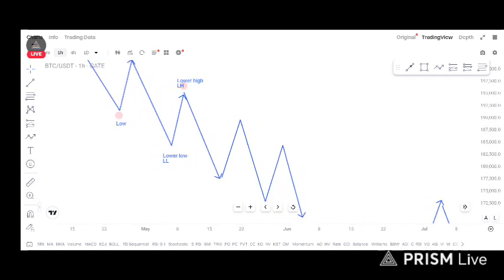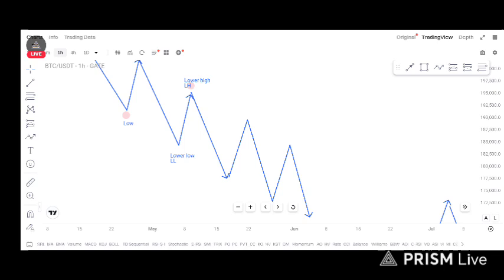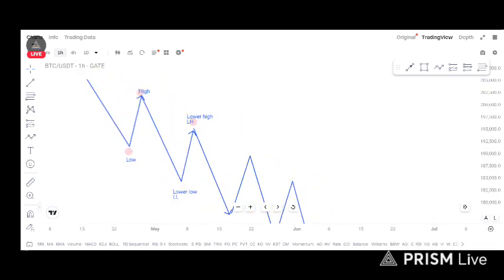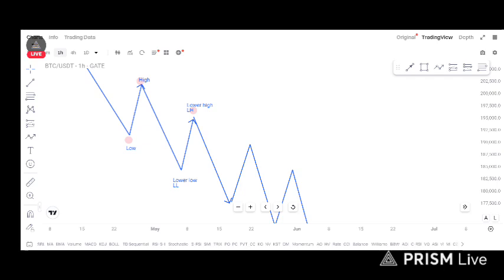So these are the terms you are going to be using when marking out our market structure. This is the way the market behaves. It's going to be creating highs and lows. Remember, we have uptrend and downtrend.